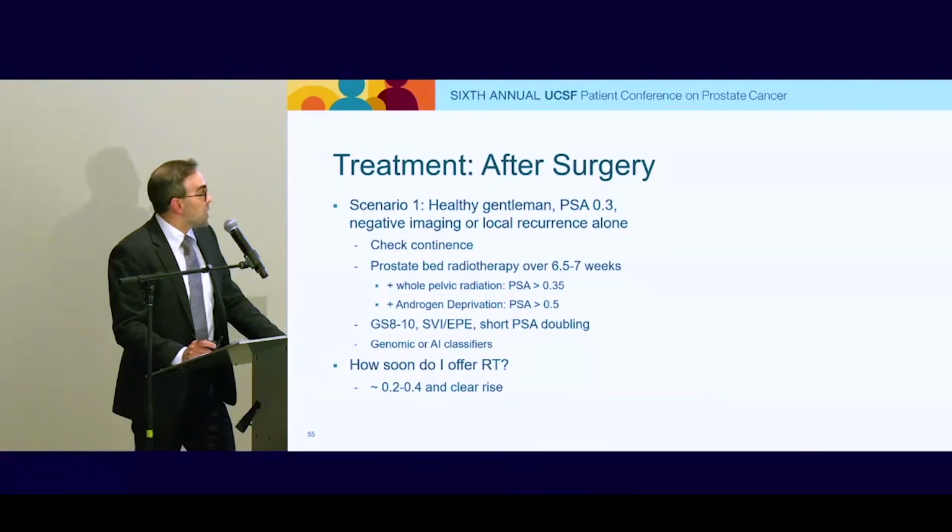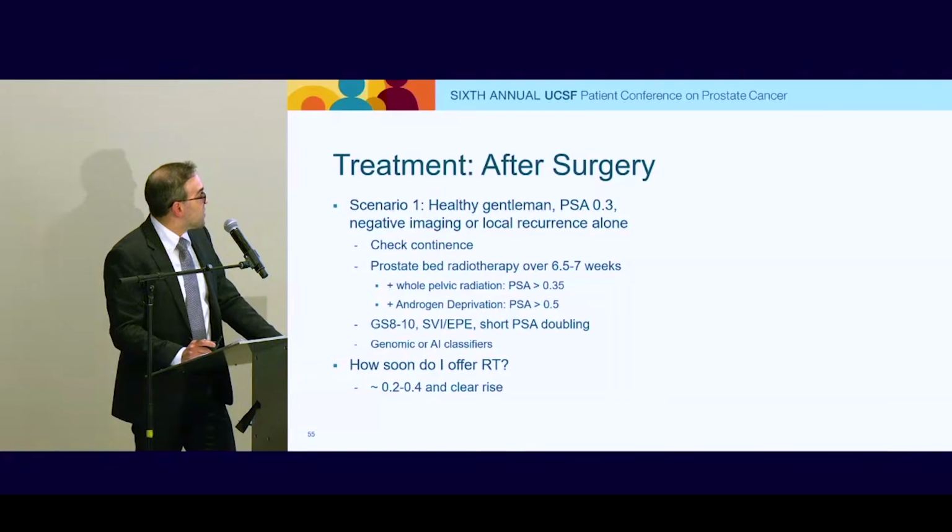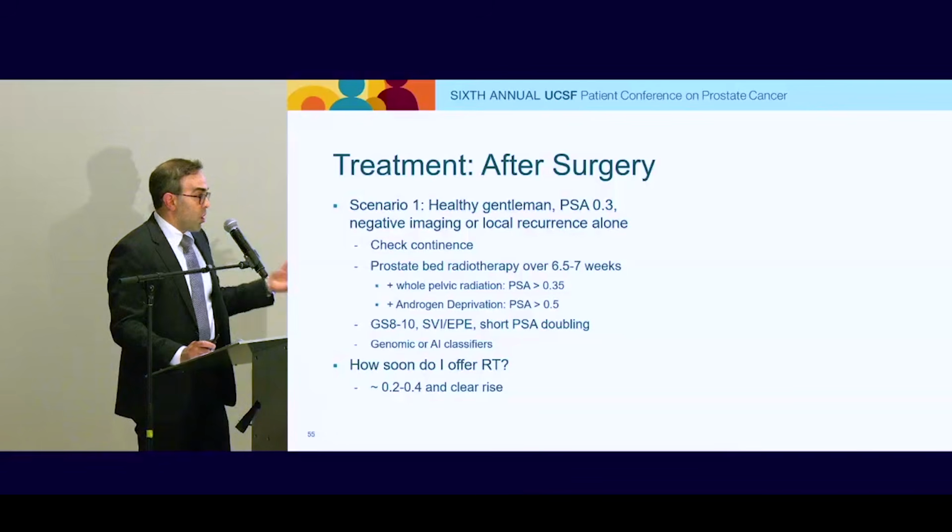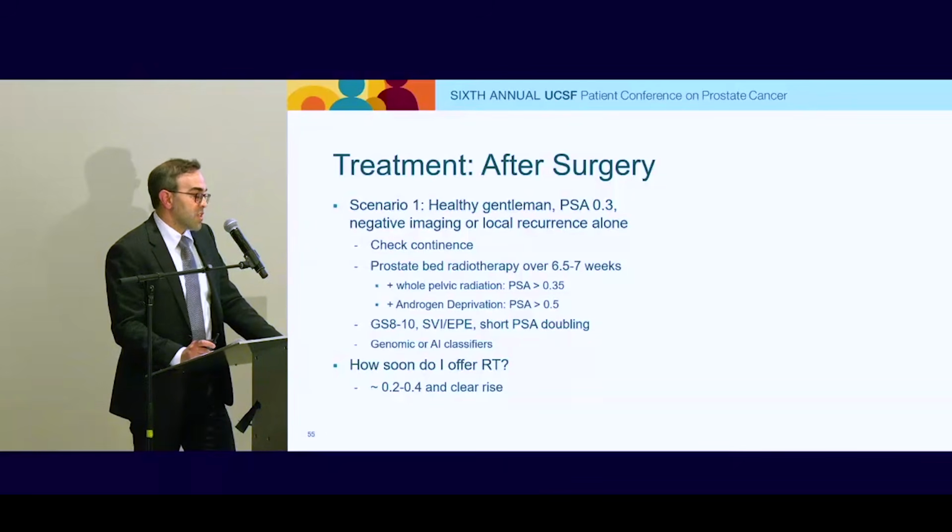Something I see in my clinic is healthy gentlemen, whether they're young or perhaps even older, but quite robust or exercising many times a week, with a PSA of roughly around 0.3, and perhaps his imaging that we just discussed earlier was all negative, right? This is always a tough case. I think it's a little unsatisfying because you want to know potentially why your PSA is rising.